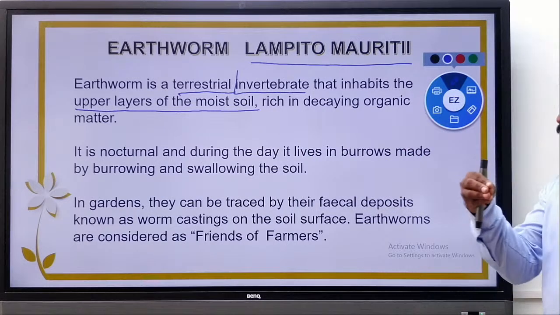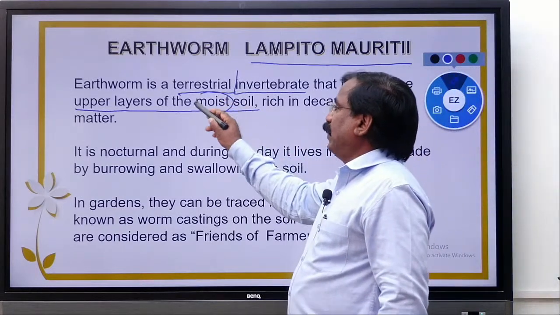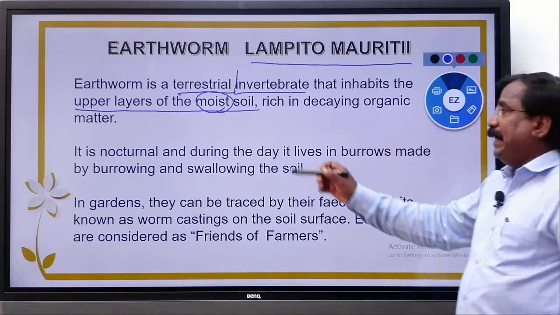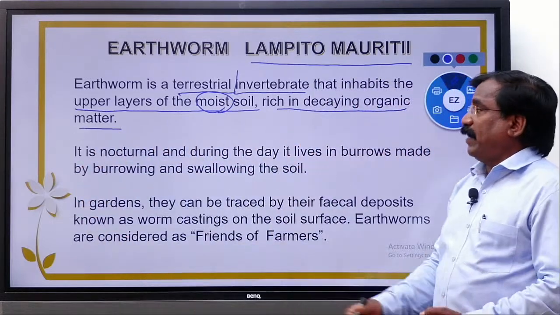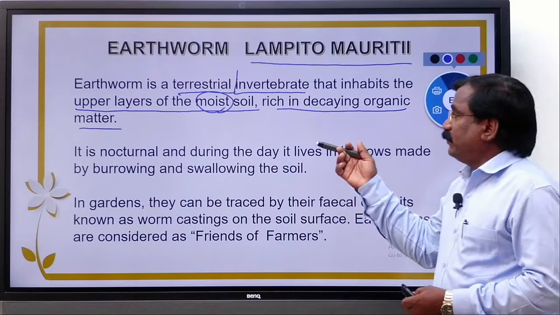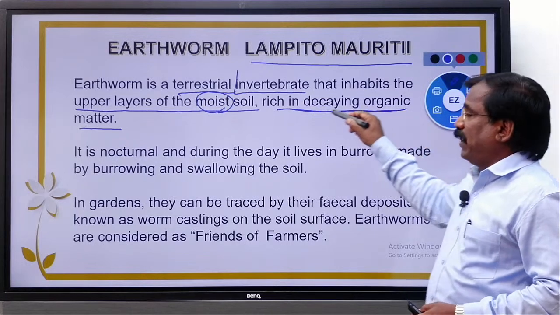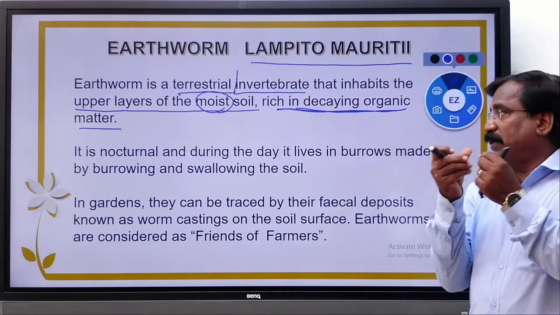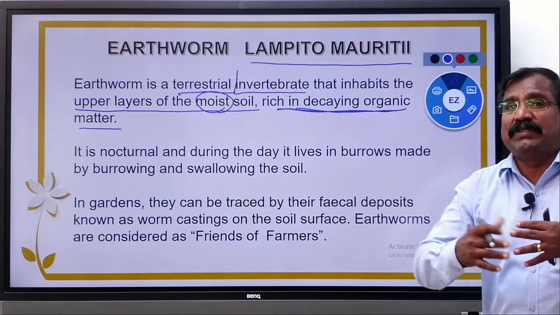It makes burrows and lives in the upper layers of the moist soil. The soil should be wet and moist, and it should be rich in decaying organic matter. Not all moist places. The soil should be rich in decaying organic matter, which is called humus, such as decayed leaves, material rich in organic matter, which is highly nutritious.